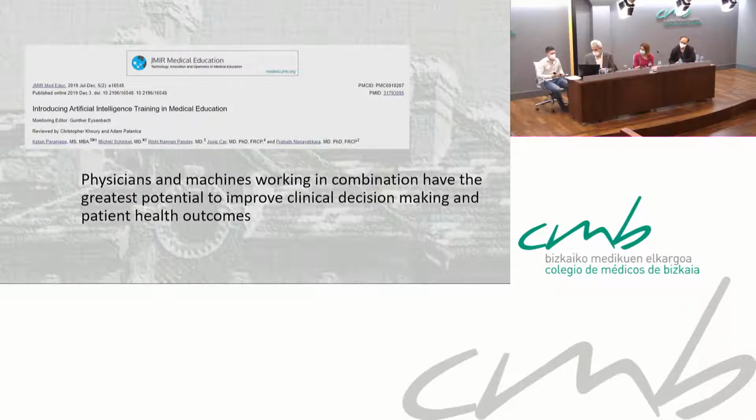And of course, I would like to end with this phrase from this publication: physicians and machines working together have the greatest potential to improve clinical decision-making and patient health outcomes. So that's some kind of introduction.